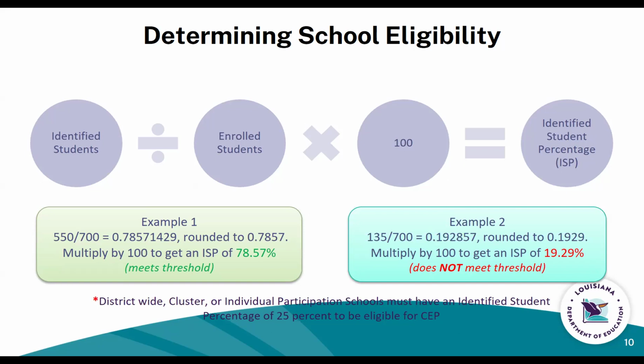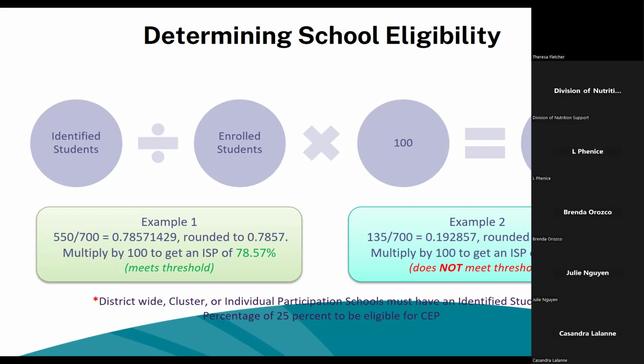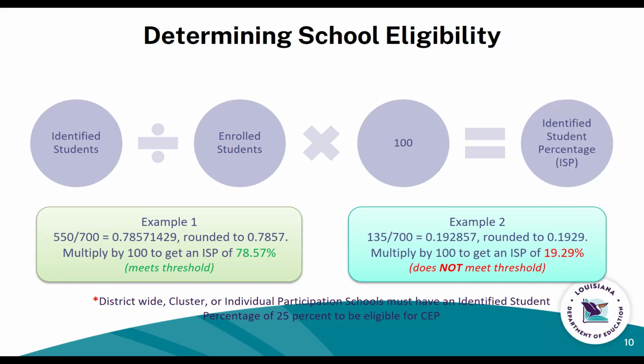This was done by our population table, and that information is available on our CNP elections. And so you don't actually have to do this math. But just an example, you have 550 identified students with a total enrollment of 700 students. To find the identified student percentage, you will divide the 550 identified students by the enrollment of 700, which equals 0.7857. You multiply by 100 to calculate the ISP of 78.57%, which meets the threshold.